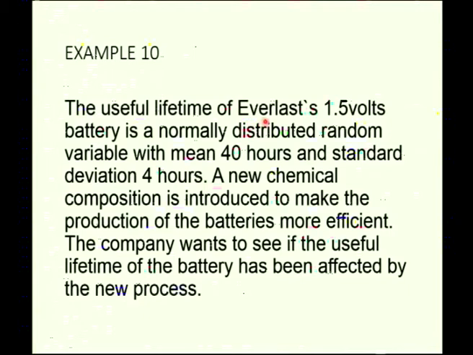The useful time of Everlast 1.5 volts battery is a normally distributed random variable with mean 40 hours. This is population mean. Mu is equal to 40 hours and sigma standard deviation 4 hours. A new chemical composition is introduced to make the production of the batteries more efficient. And if you want to test whether the new chemical composition is going to efficiently increase the useful time of the battery. That is, the company wants to see if the useful time of the battery has been affected by the new process.